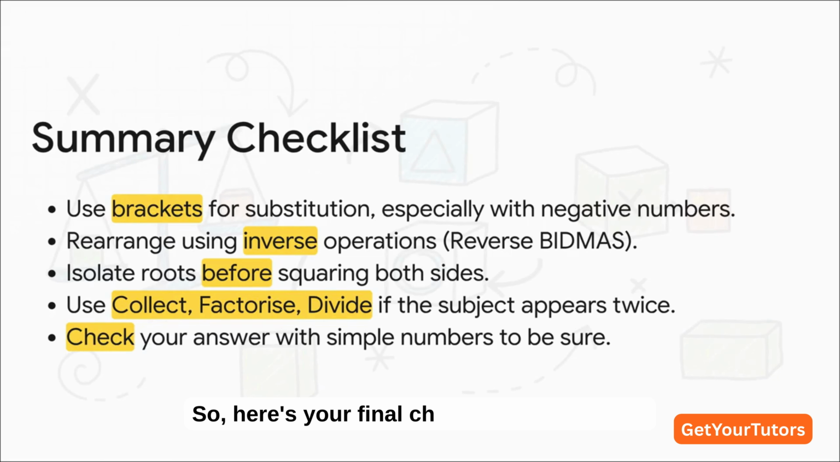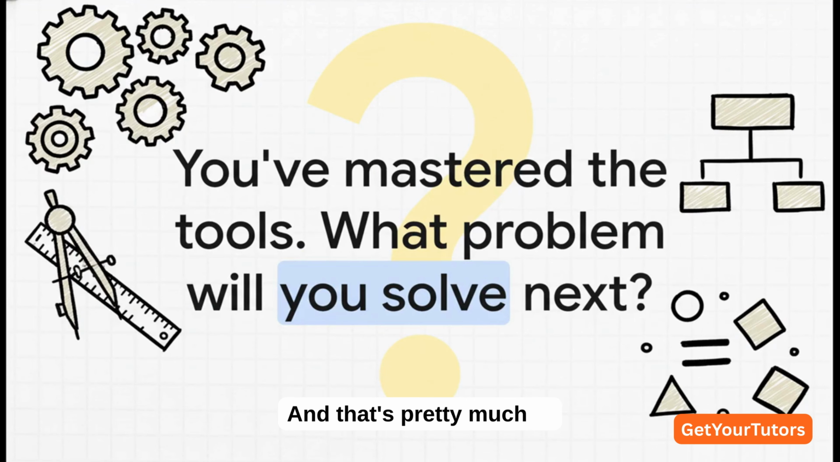So, here's your final checklist to take away. 1. Brackets for negatives, always. 2. Rearrange using inverse operations, that's reverse BIDMAS. 3. Get squares and roots by themselves before you deal with them. 4. If the subject shows up twice, use our collect, factorize, divide combo. And 5. If you have a minute to spare, plug in some easy numbers to check your work. It's an absolute lifesaver. And that's pretty much it.